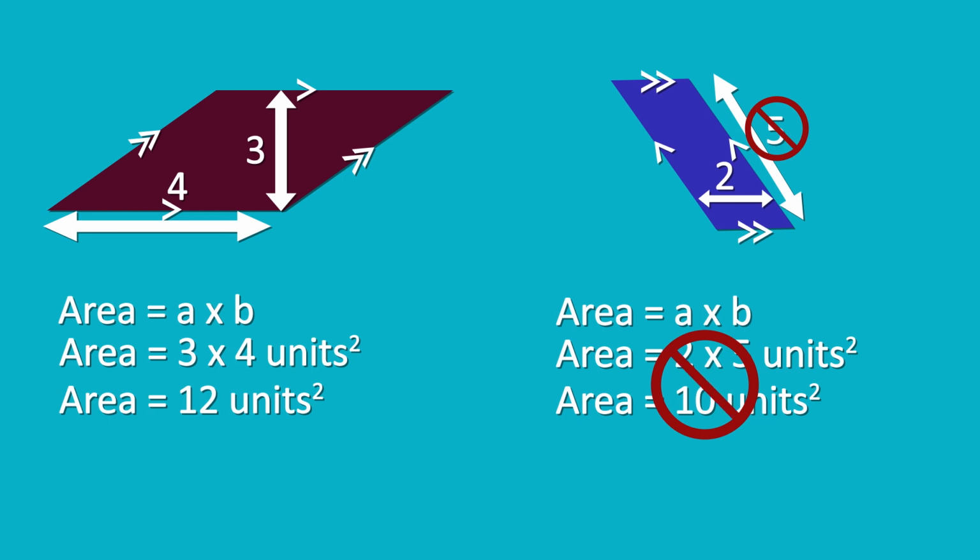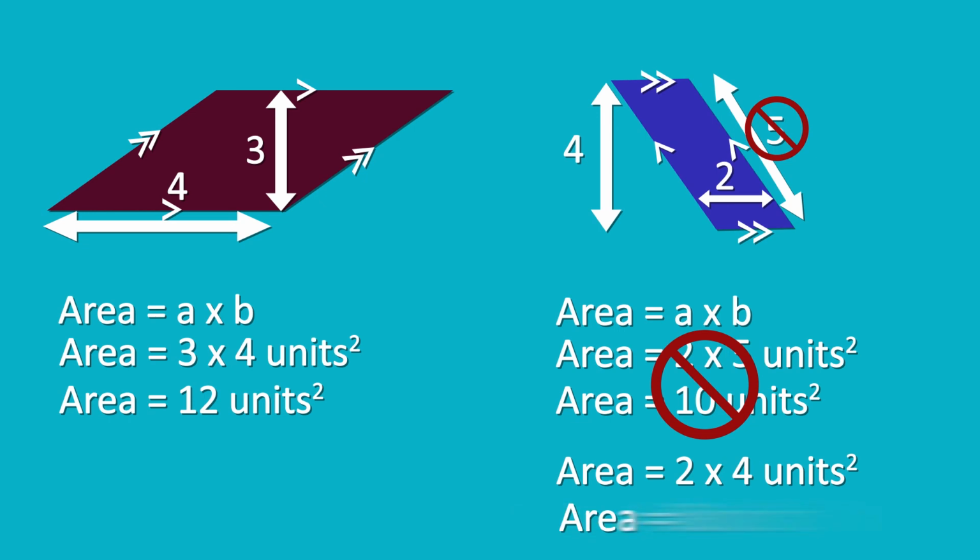And if 5 is wrong, then our calculation for the area is also wrong. The correct height, which I've now shown, is 4. I've shown the perpendicular height of 4 off the shape because otherwise it'd be too cluttered, but it's always the distance between the 2 parallel lines. So now if I recalculate the area using my correct dimensions, the area will be equal to 2 times 4, therefore the area is 8 units squared.